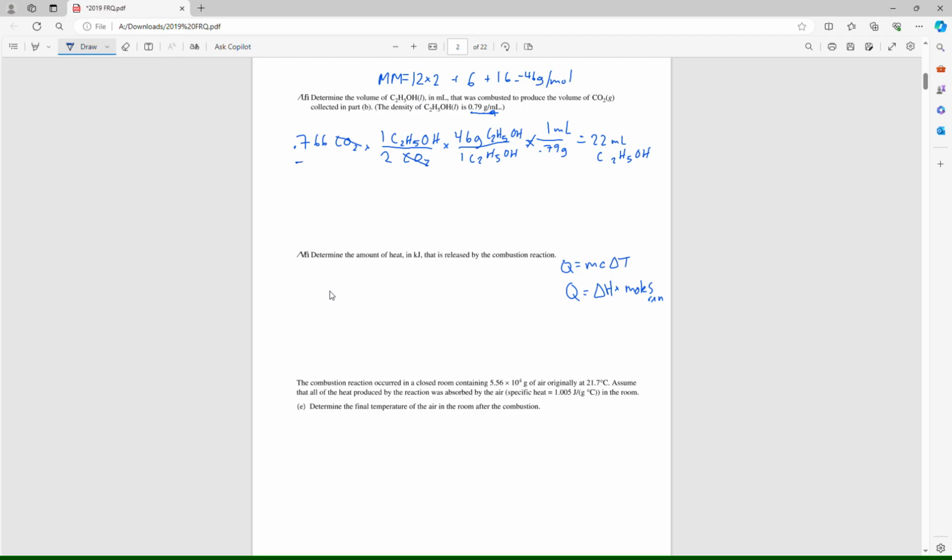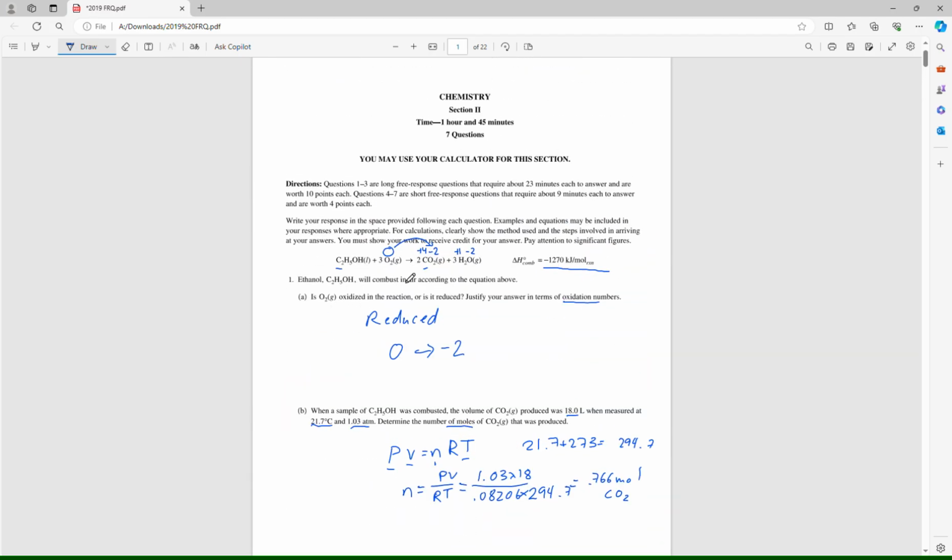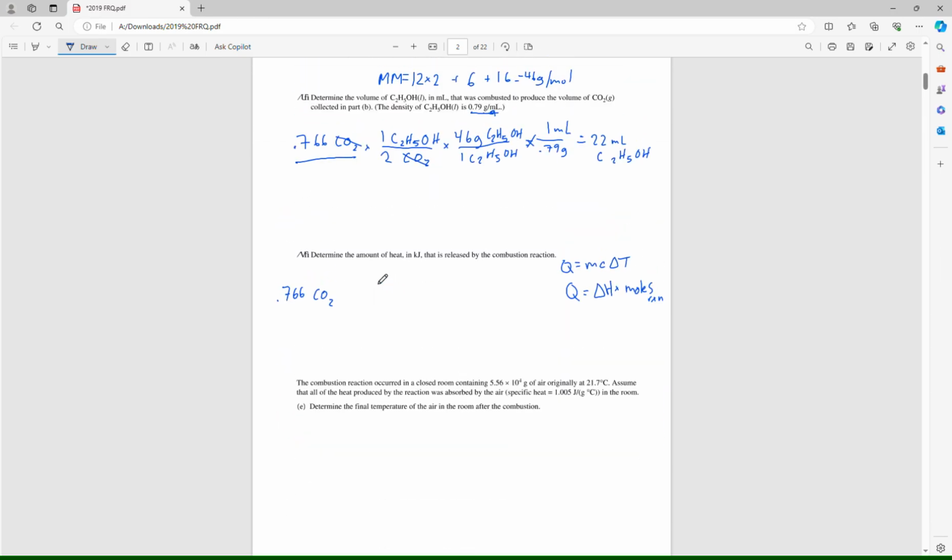So again, we're going to pull that 0.766 moles of CO2, which we got from part B. So 0.766 CO2. Every one reaction takes 2 CO2s. So we can say one reaction is 2 CO2. And then times our enthalpy, which was negative 1270 kilojoules per reaction. And that gives us negative 486 kilojoules.